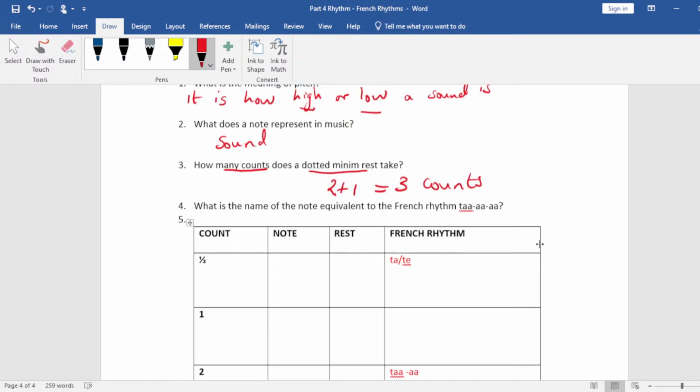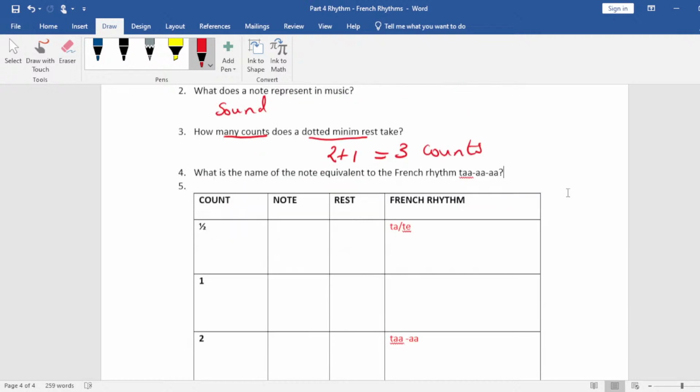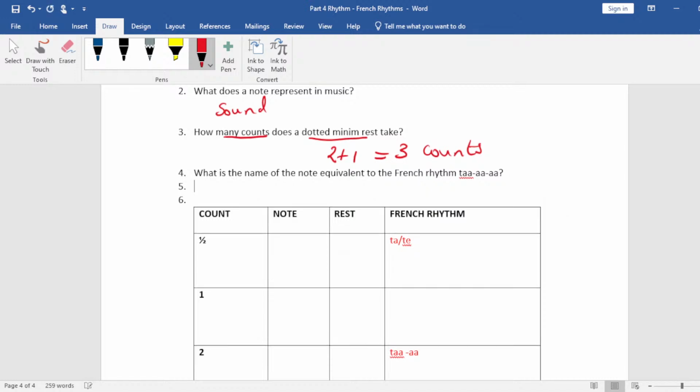Next question, what is the name of the note equivalent to the French rhythm ta-a-a? Count the sections. This section, one count. Another section, the second count, the third count. So, what is the name? You're looking for the name of the note equivalent to the French rhythm. One that has three counts is a dotted minim.